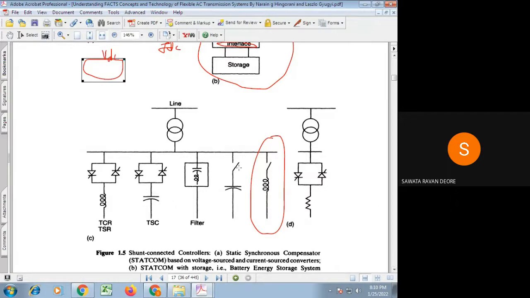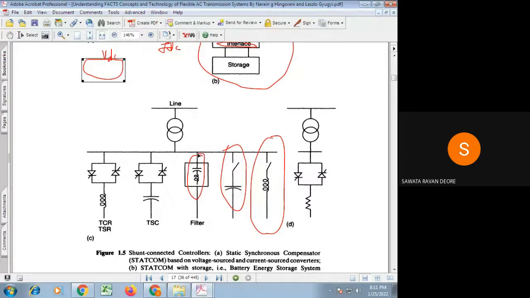Similarly, the another one that is mechanically switched capacitor, that is the source of reactive power. So by means of that, we can inject the reactive power into the transmission line. So it is simply called as inductor, capacitor as a source of reactive power.